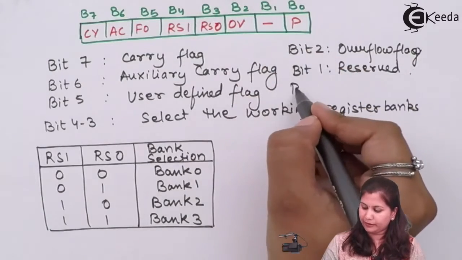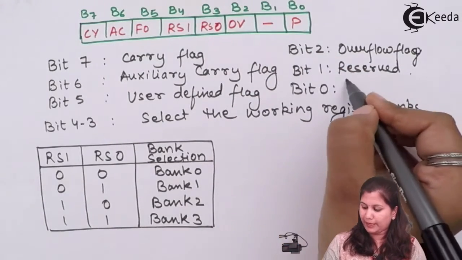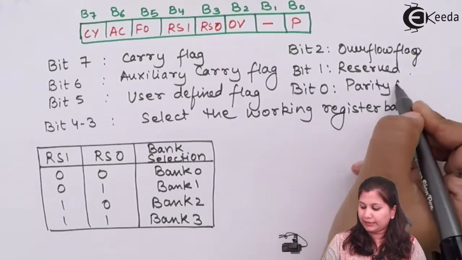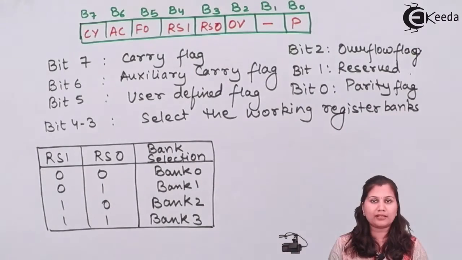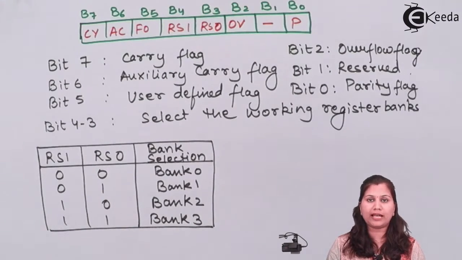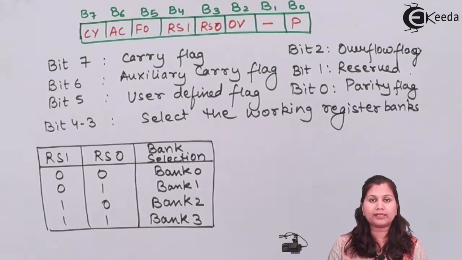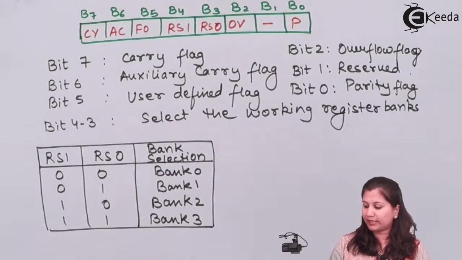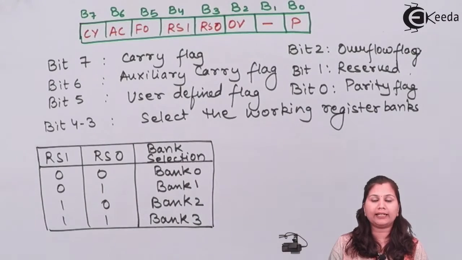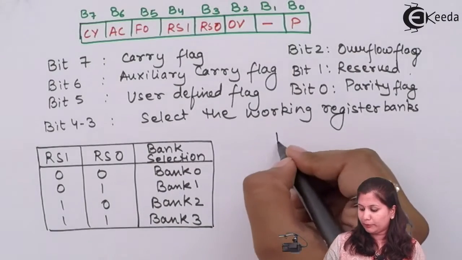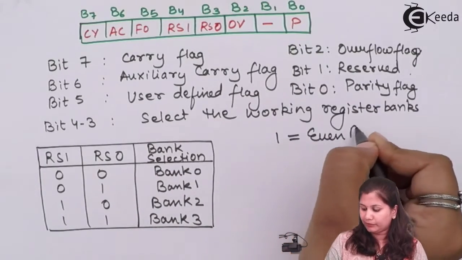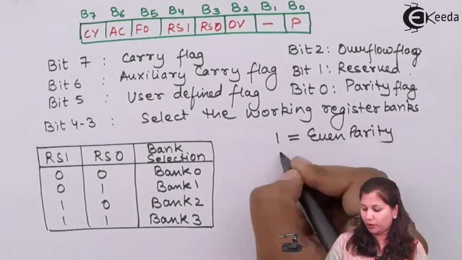And then we have bit 0, which is the parity flag. It indicates the number of ones in the result. An arithmetic or logical result will have 8 bits, and out of those 8 bits, the number of ones is either even or odd. If there is an even number of ones in the result, then this parity flag will be set, and if there is an odd number of ones, then this parity flag will be reset. So it will be 1 when we have even parity, and 0 when we have odd parity.